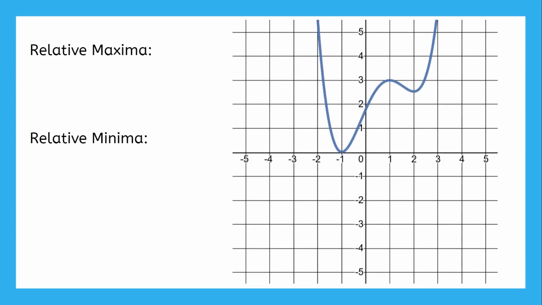What are the relative maxima and minima for this graph? Pause the video and see if you can identify them on your own. The relative maximum is at 1, 3. This is another situation where it's a relative maximum, but not the highest point on the entire function graph.